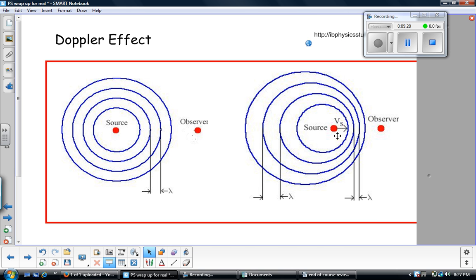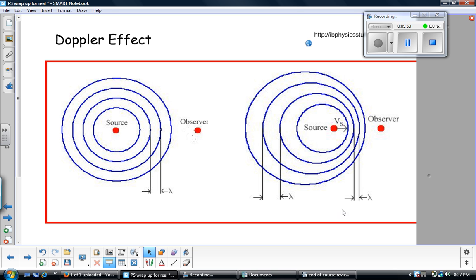Now here we have an object that's moving while it's making the sound waves. So these waves are getting compressed and these waves are getting stretched out. So if you're here as the observer, as it's coming towards you, the sound waves are very close together, which means they have a low wavelength, high frequency. And as it passes you, you hear these stretched out waves. They have a high wavelength and a low frequency. These are going to have a higher pitch and these are going to have a lower pitch.